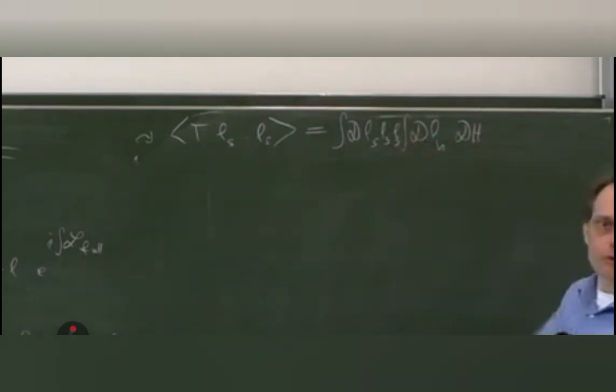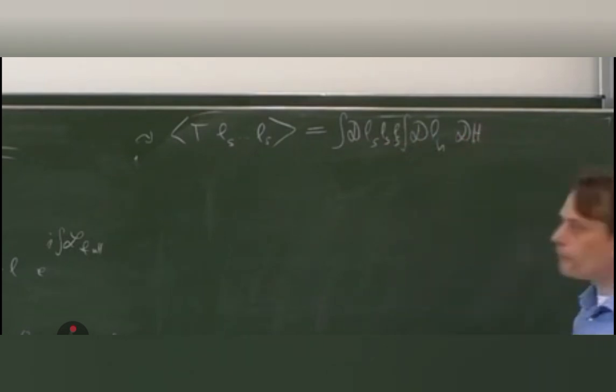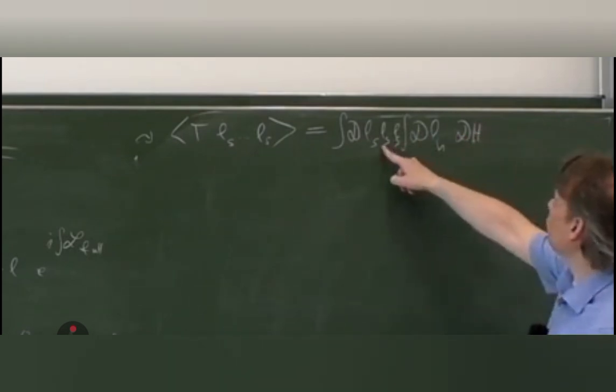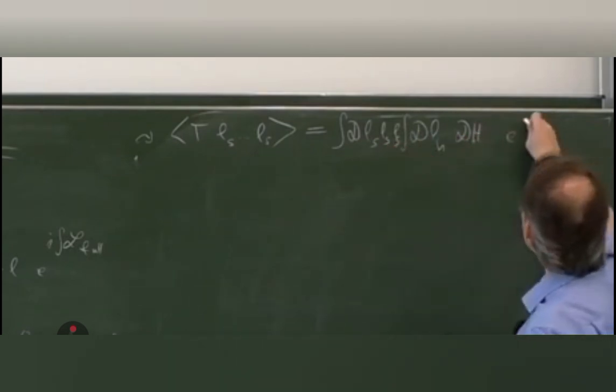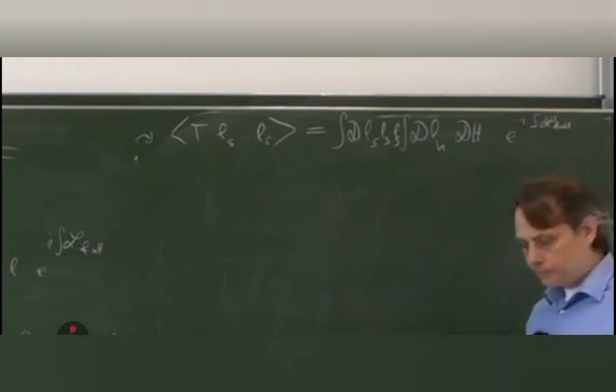They depend only on the light field, so they can be pulled out of the integral over the heavy modes and the hard modes. So the field variables are here, and here we have e to the i times the full action.